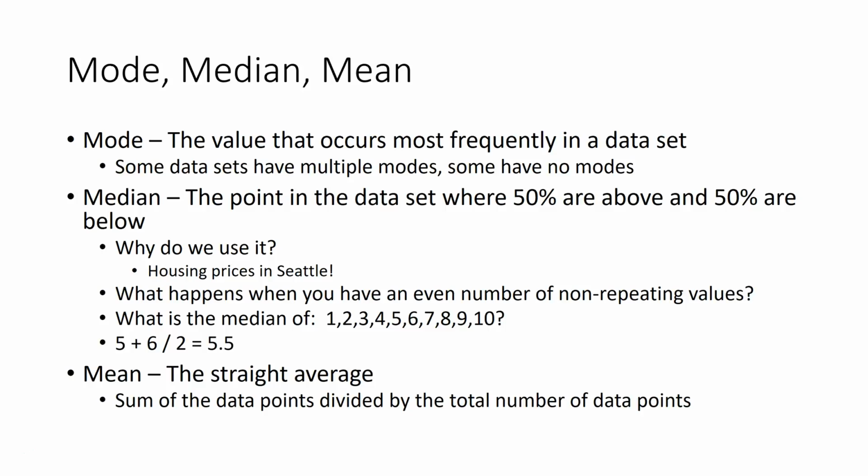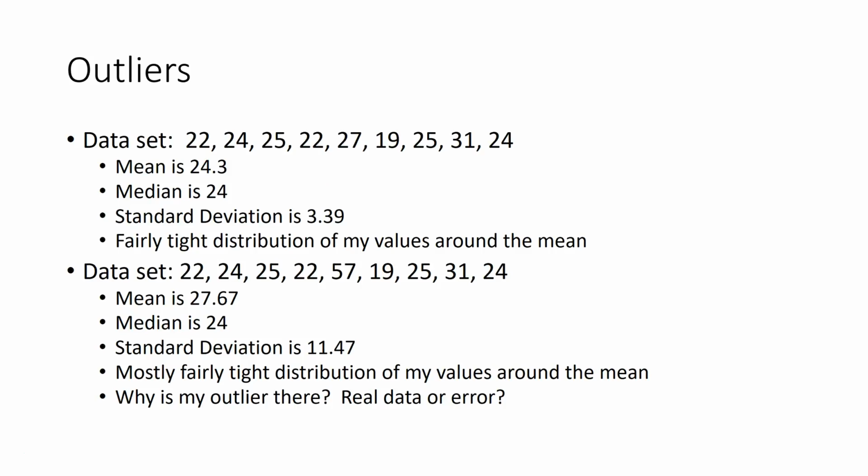What happens, however, when we have an even number of non-repeating values? For example, in the sample that I'm showing you there, you've got 1, 2, 3, 4, 5, 6, 7, 8, 9, 10. What is the median of that? Well, if you look at the midpoint, you've got basically 5 and 6, right? You'd have to account for 5 as being in the lower half and 6 as being in the upper half. And there's no nice, clean value between 5 and 6 to give us a real median. So what we do in a case like this is we take the two middle values, 5 and 6 in this case, we add them together and divide them by 2, and that becomes the median of the data set. And then the mean, of course, is the straight average. We just add up all the data points and divide by the total number of data points.